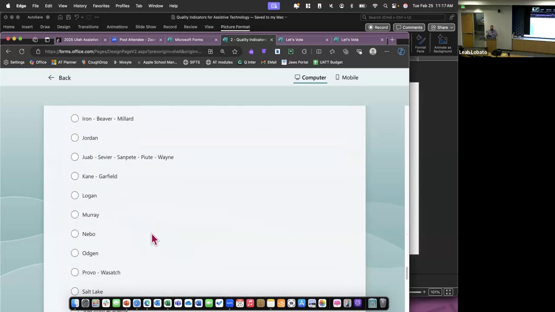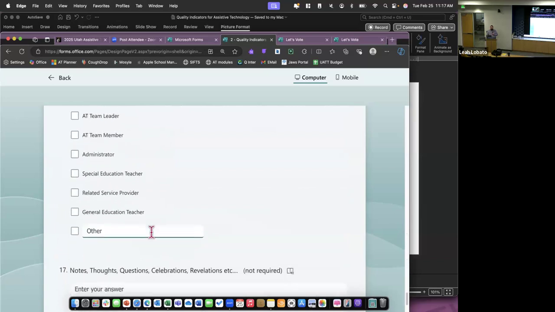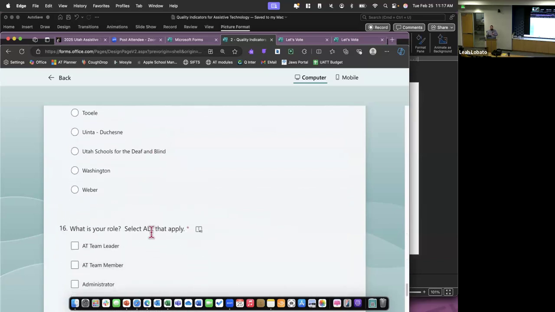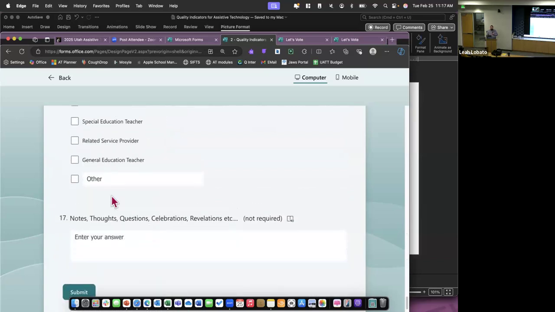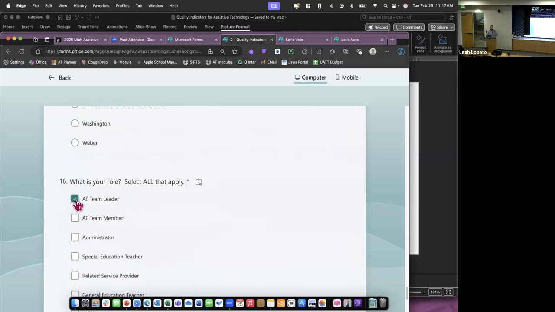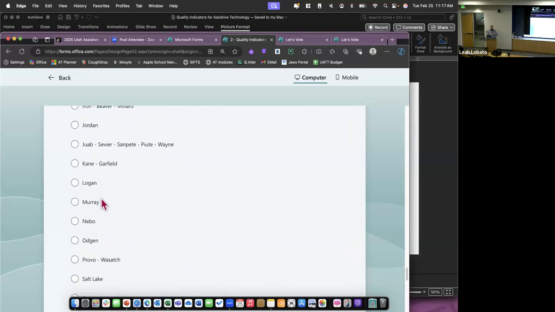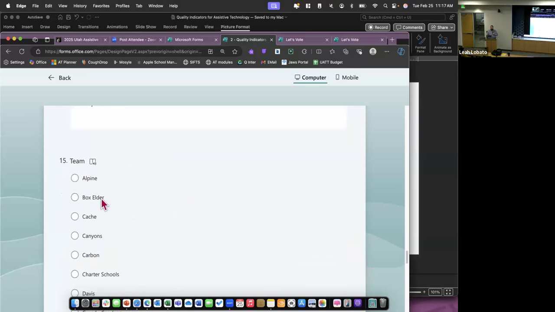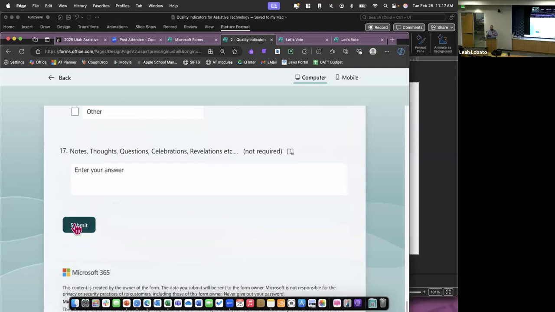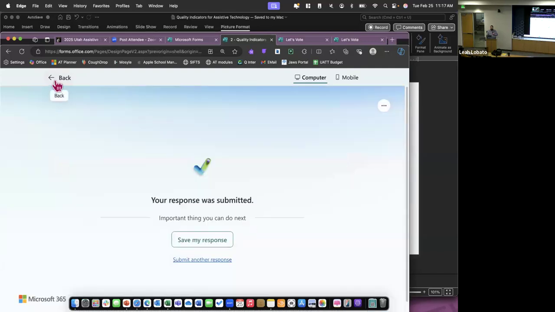And if you happen to know which district you're in, you can fill this one out. I don't think it's required though. Oh no, it is required. So if it is, you can always just put other. So AT team leader from Davis. There we go. And then I'm going to hit submit.